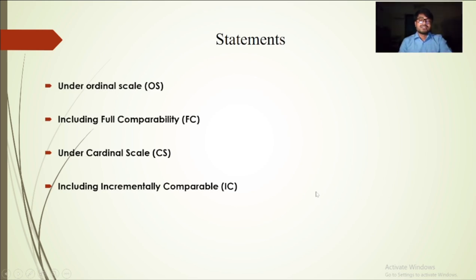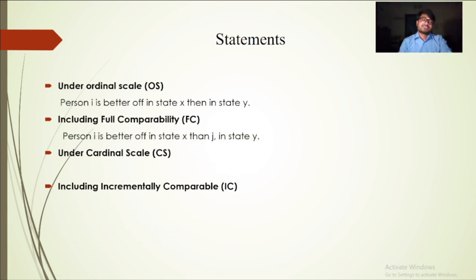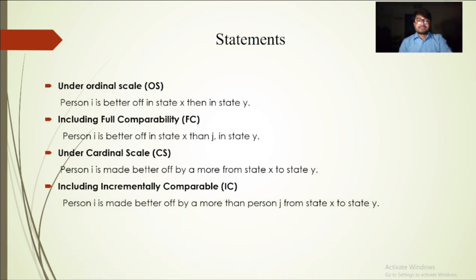including incrementally comparable. So at first, under the ordinal scale, we can see person I is better off in state X than in state Y. Including full comparability states that person I is better off in state X than J in state Y. Under the cardinal scale, it says person I is made better off by a more from state X to state Y. And the last one, person I is made better off by a more than person J from state X to state Y, which is incrementally comparable, IC.